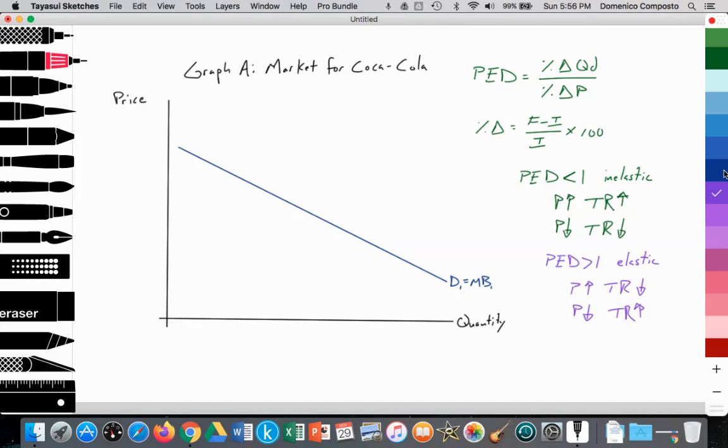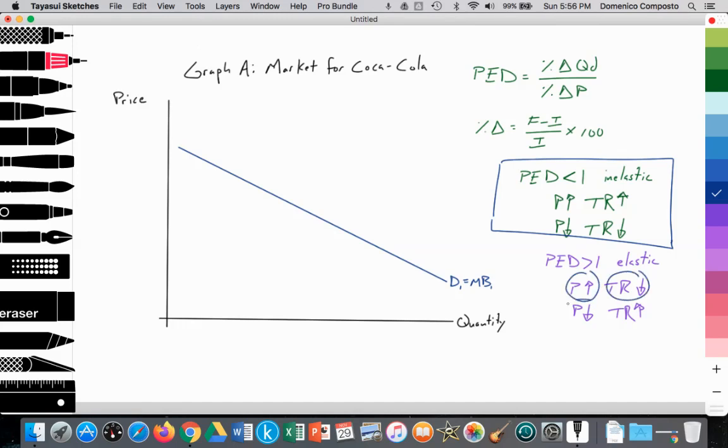Okay, so this is important to remember that with an inelastic demand curve, as price rises, total revenue rises, and as price falls, total revenue falls, so there's a direct relationship between the two. And with an elastic demand curve, there's an indirect relationship. As price goes up, total revenue falls, or as price falls, total revenue rises. Okay, and that's what we're going to graph and analyze today.